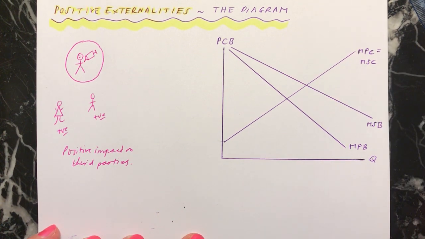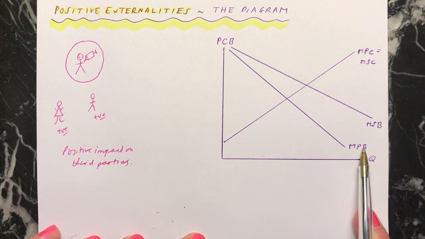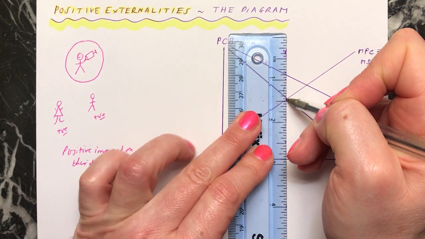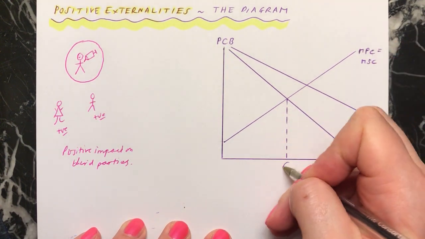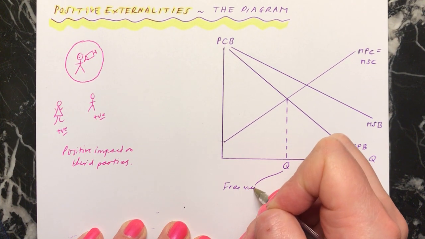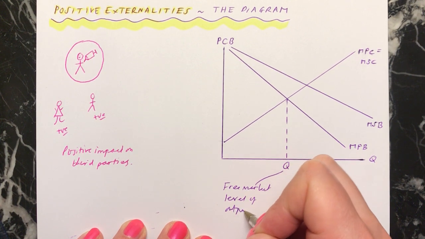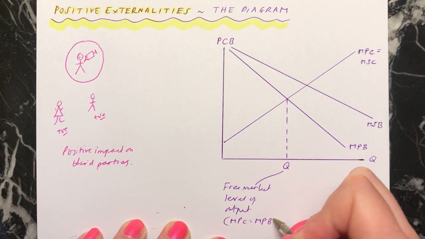And then, just like in the negative externalities diagram, we can fill in the equilibriums. So we know that the free market level of output will be where the marginal private cost is equal to the marginal private benefit, which is here. So here we can draw this equilibrium, and this we will call Q, and Q is the free market level of output, and this is where marginal private cost equals marginal private benefit.